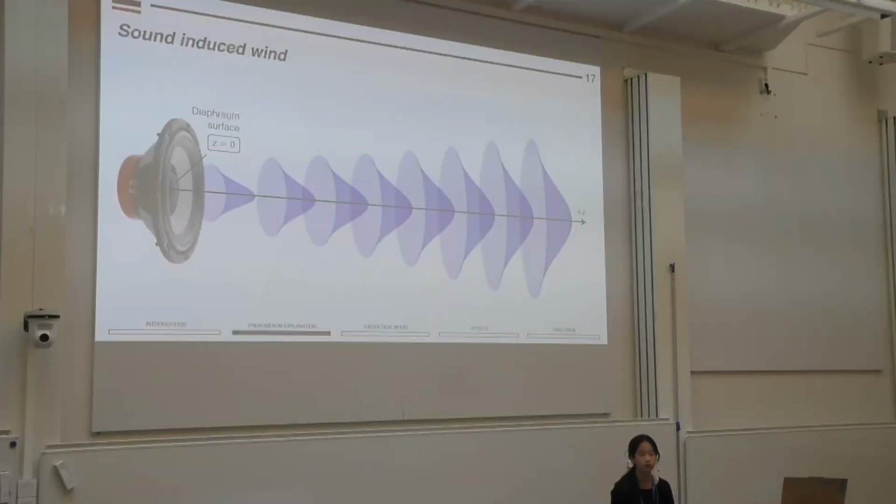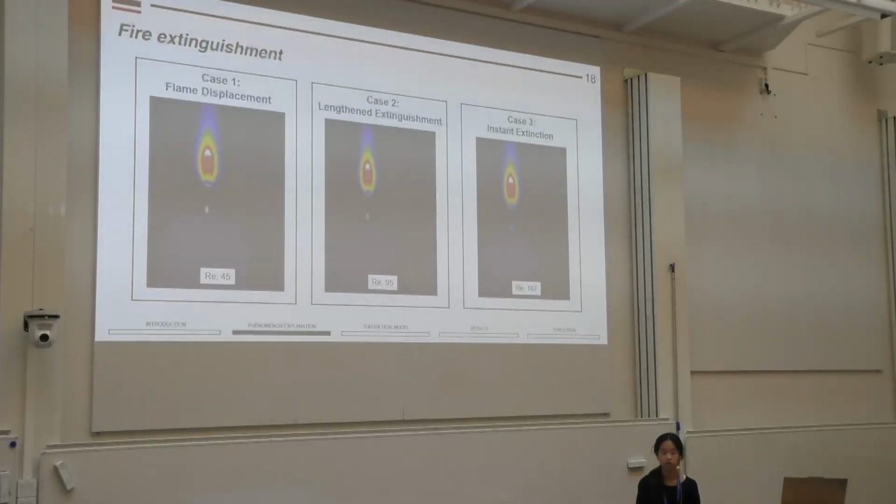Through this, we modeled the sound waves using a Gaussian profile, meaning that the intensity in the middle of the radius, the middle of the sound, is the highest. As you spread out, the intensity decreases. Now let's go through the fire extinguishment. I separated this phenomenon into 3 cases. Case 1, flame displacement. Case 2, lengthened extinguishment. Case 3, instant extinguishment.